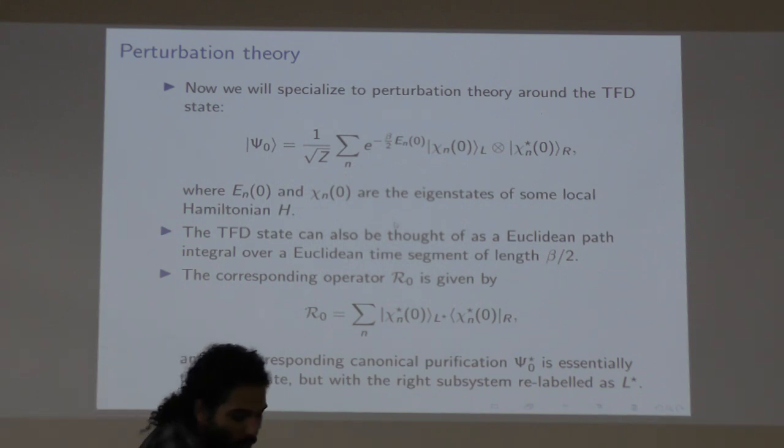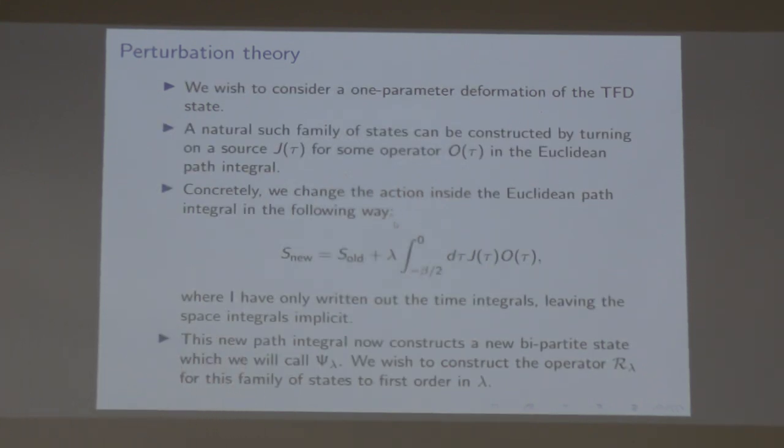Alright. So I have to tell you what kind of deformations of the thermofield double I'm going to consider. And since I just told you that the thermofield double state is constructed from the Euclidean path integral, one natural set of deformations that you might think about are turning on sources in this Euclidean path integral. So this is very natural in the AdS/CFT context, because of the usual dictionary, if you like. But that's what I'm going to do.